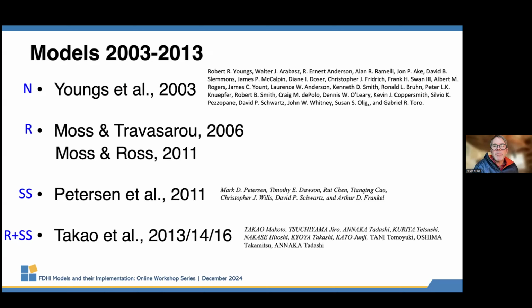People wanting to do PFDHA, these were the models that were available. Notice that none of the models really complemented each other. There was just by type or by event. And so we didn't have multiple models to put onto a logic tree.